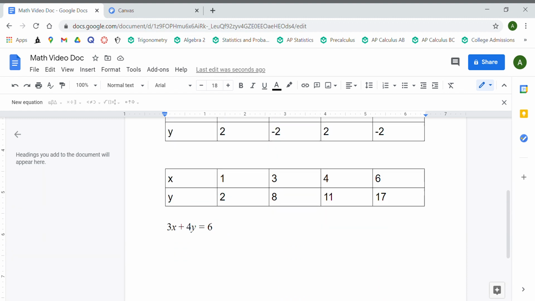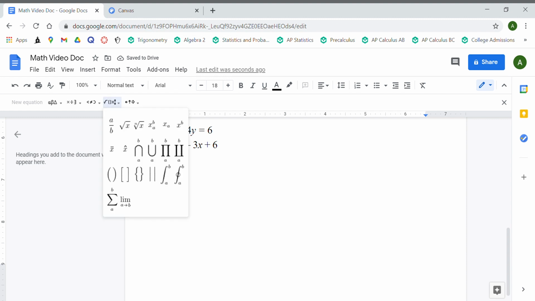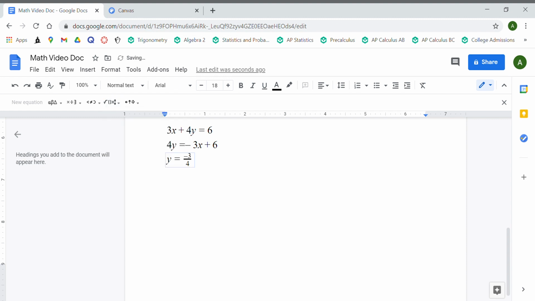But anyways, can you rewrite this as y equals mx plus b? Yes, we can do that. Here's how we do it. We subtract 3x from each side. You should have 4y equals negative 3x plus 6. And then divide each side by 4: y equals negative 3/4 x plus 3 over 2. So that's y equals mx plus b form. So this is indeed a linear function.